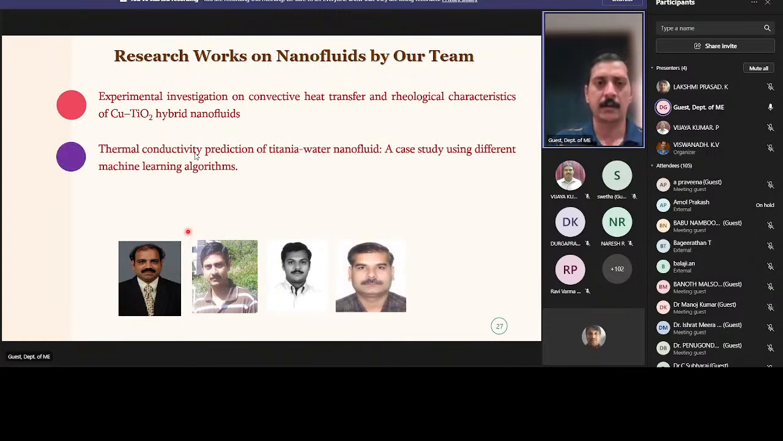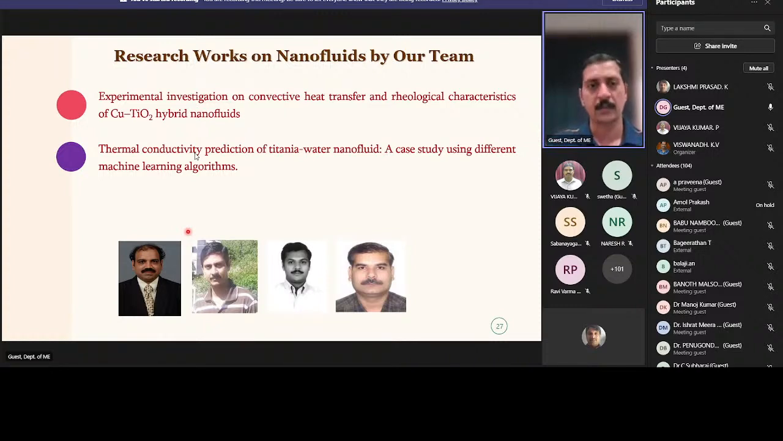And in recent times, our team, along with Professor Deshmukh from BITS Pilani, has done work on thermal conductivity prediction of titania water nanofluid, wherein we used different machine learning algorithms such as the artificial neural network, decision tree algorithm, and many others in that order. And we have done experimental work on the water titania nanofluid to predict how the thermal conductivity enhancement would take place when the concentration of the nanoparticles is increased in the solution.